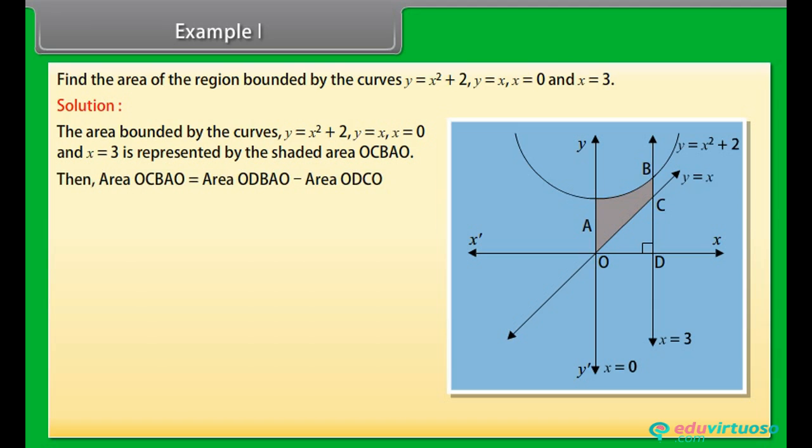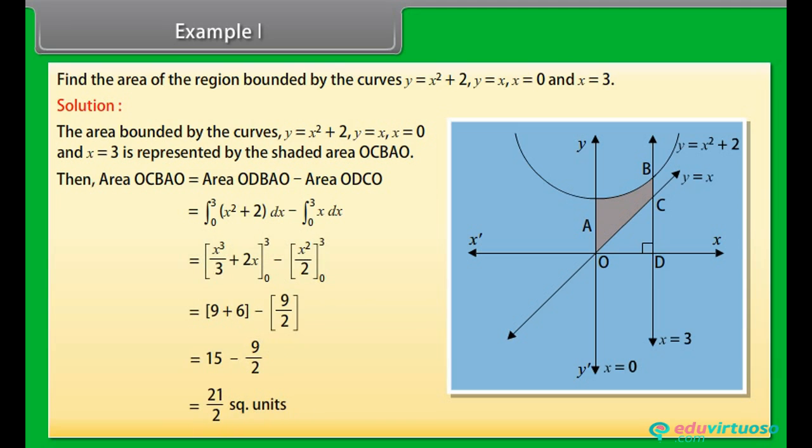Then, area of OCBAO is equal to area of ODBAO minus area of ODCO. The integral from 0 to 3 of x squared plus 2 with respect to x minus the integral from 0 to 3 of x with respect to x. By solving, we get 21 upon 2 square units.